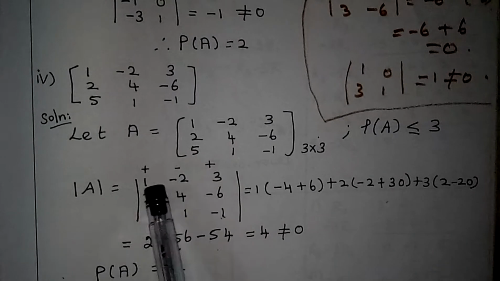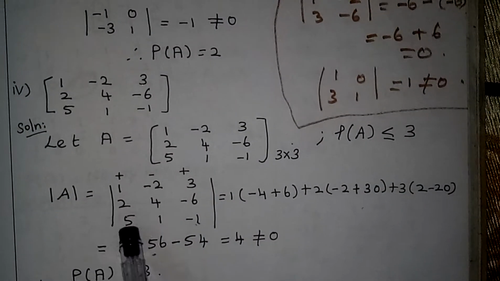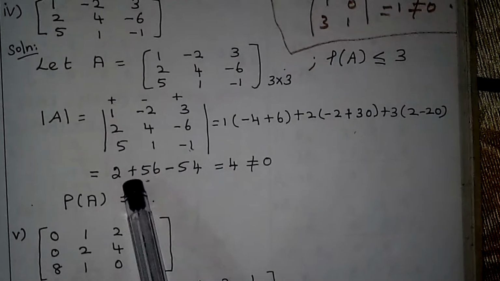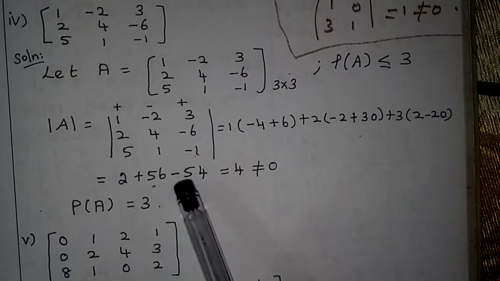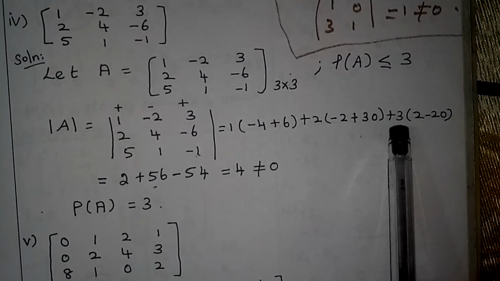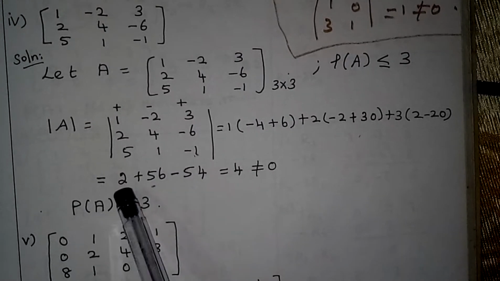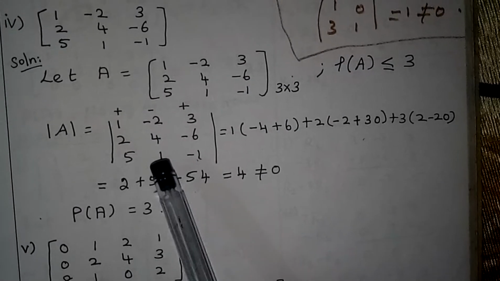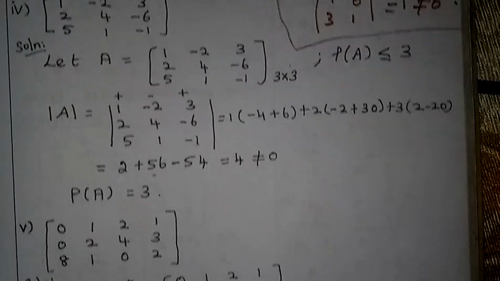Then plus 3 into, leave the first row and last column. So this determinant you will get 2 minus 20. So here minus 4 plus 6 means it is 2. Then here minus 2 plus 30 is 28. 28 into 2, 56. Here it is minus 18. Minus 18 into 3, it is minus 54. So 56 minus 54, it is 2. 2 plus 2, 4. It is not equal to 0. So the rank of A is equal to the order of this matrix. It is 3. So rank of A equal to 3.